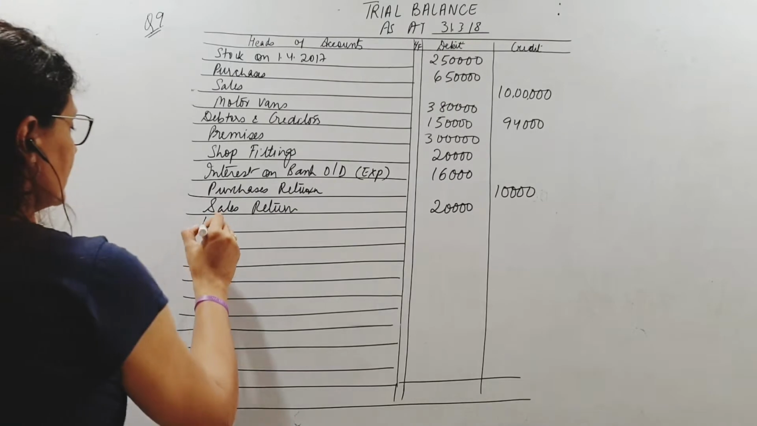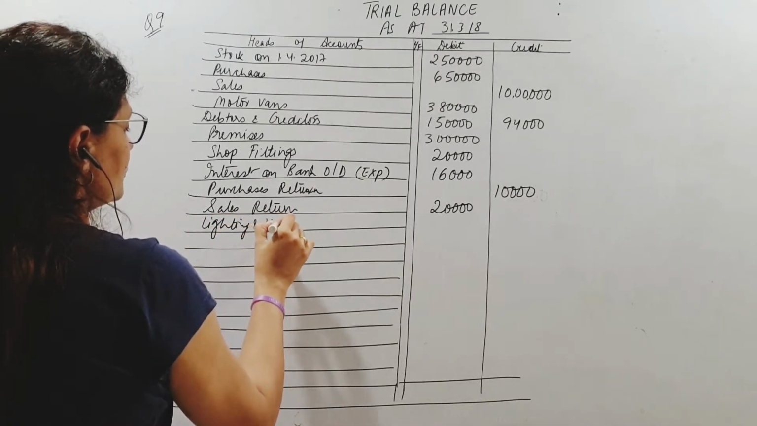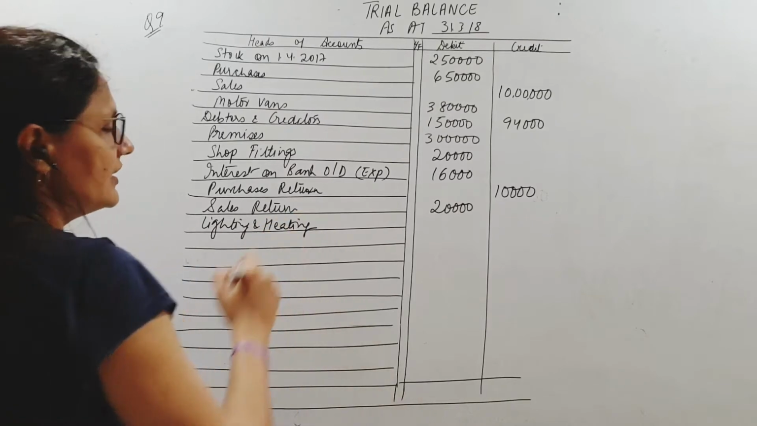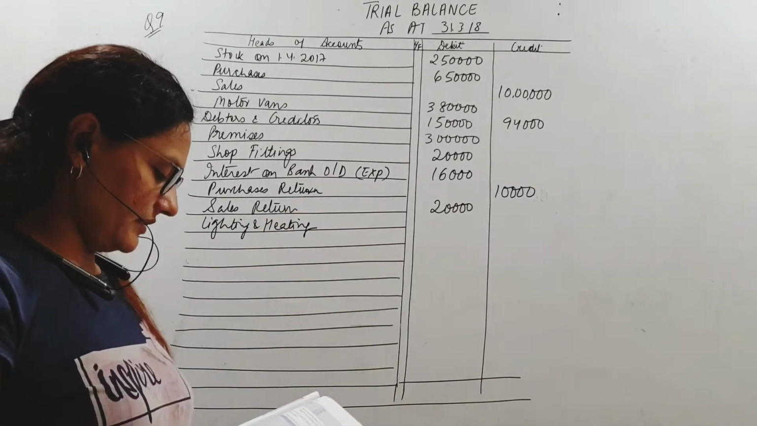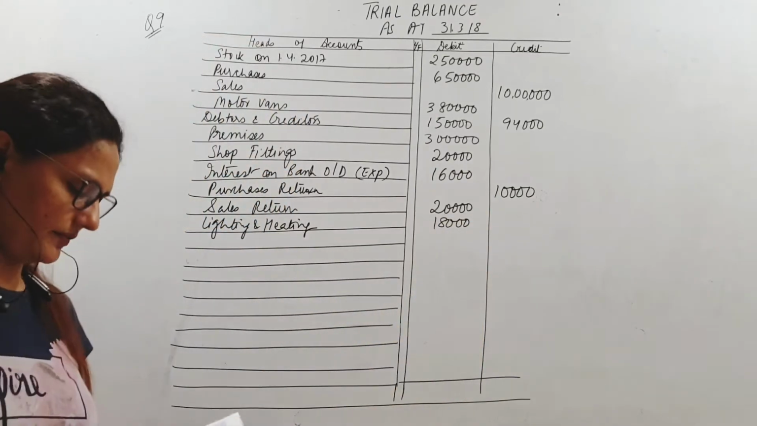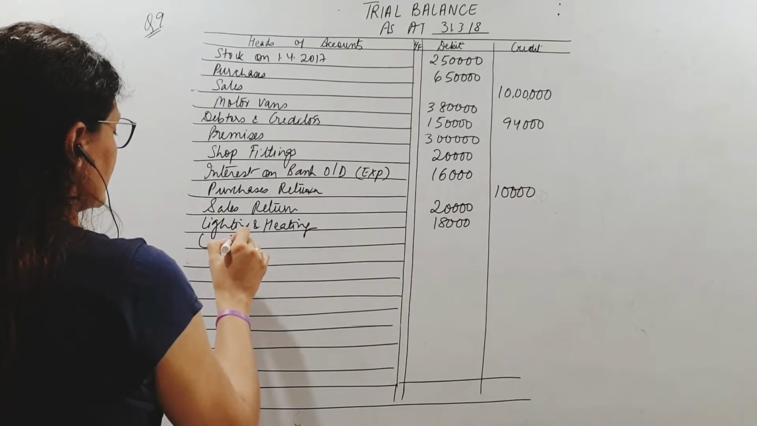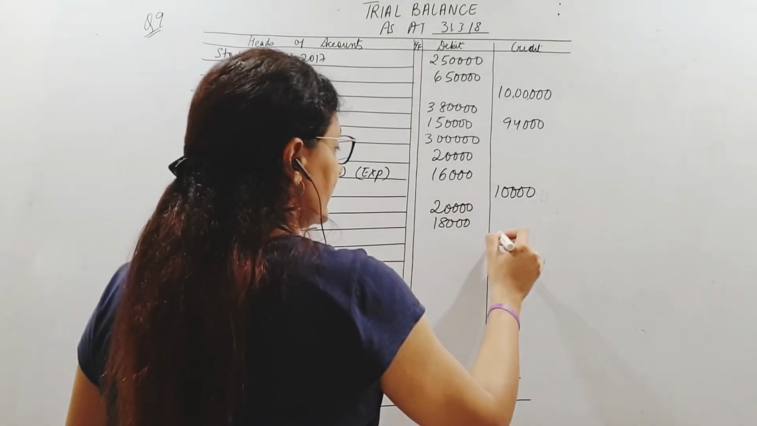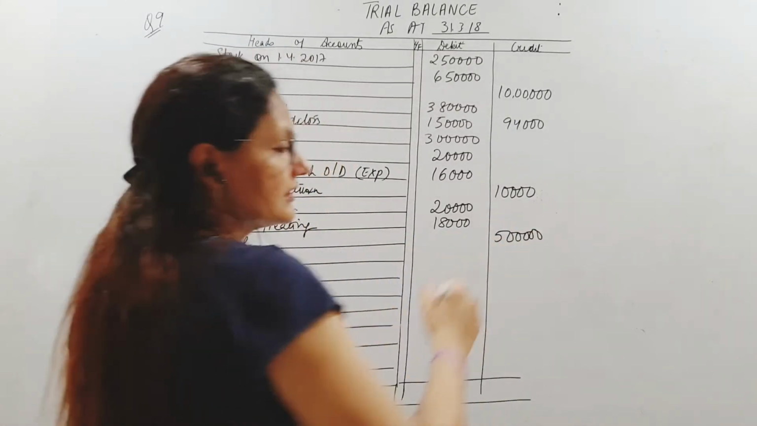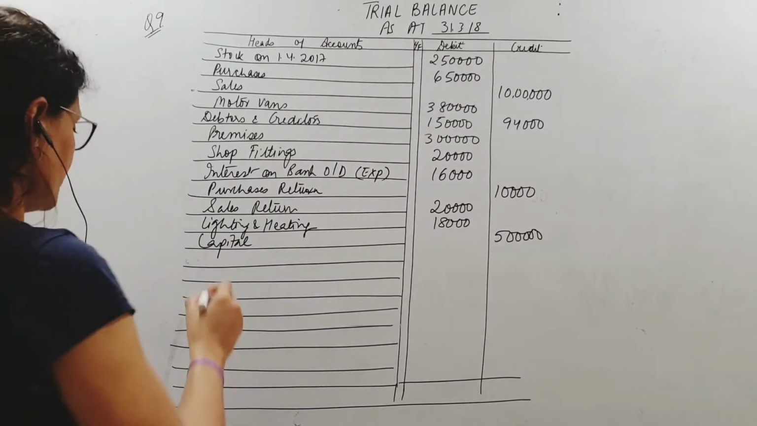Lighting and heating is usually a factory related expense, 18,000. Correctly put there, so we copy it here. Then we have capital of 5 lakhs. Capital is always credit. It is the primary liability. Discount received.